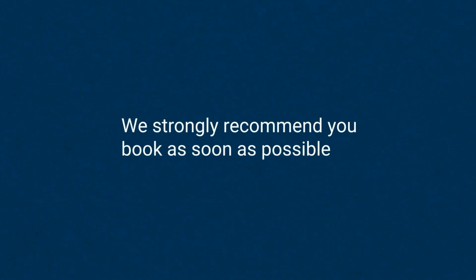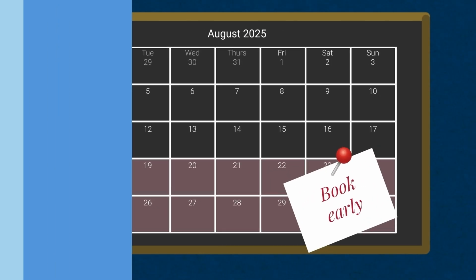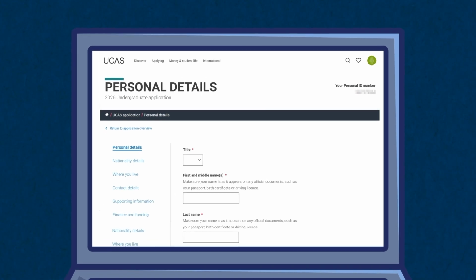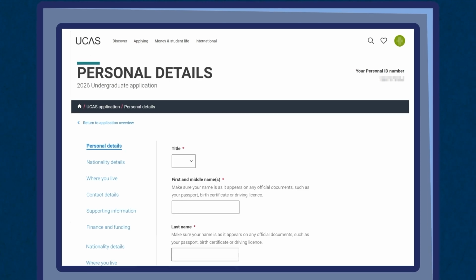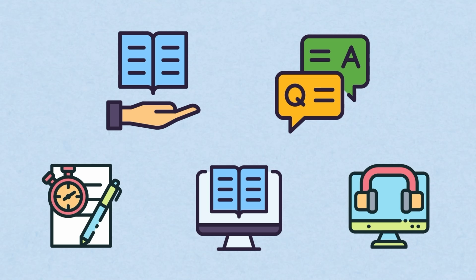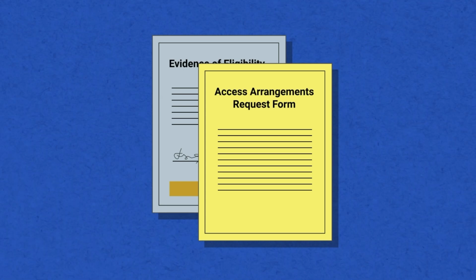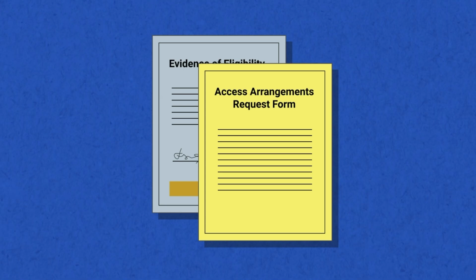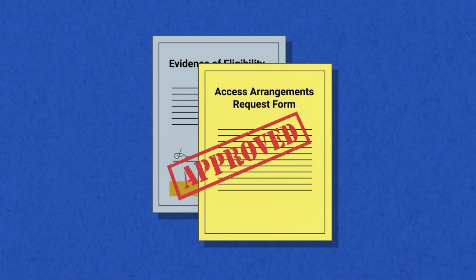BST. We strongly recommend you book as soon as possible, as test centre places are allocated on a first-come, first-served basis. To book your test, you must have already started your UCAS application, as you will need your UCAS ID when you register. It is particularly important that you register early if you are requesting access arrangements, as this involves a few additional steps. You will be required to submit documented supporting evidence of eligibility from a medical or educational specialist and have your request and evidence approved by Oxford.